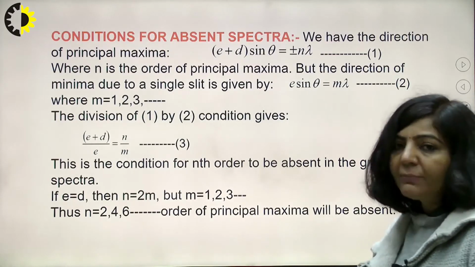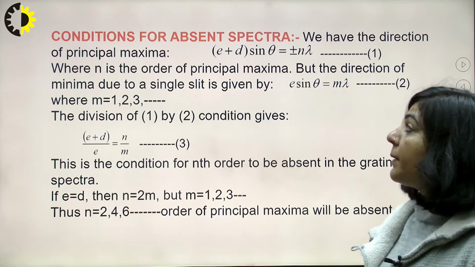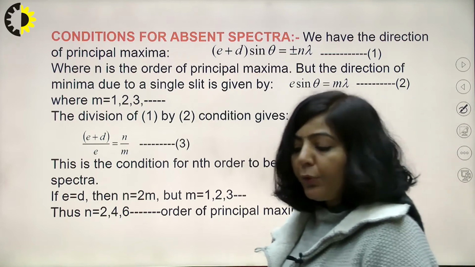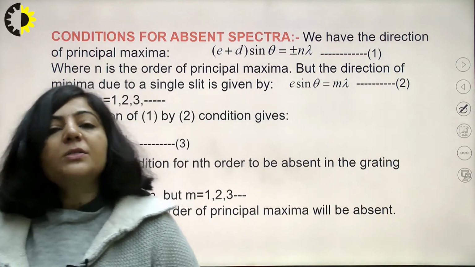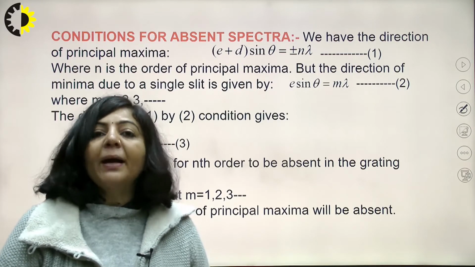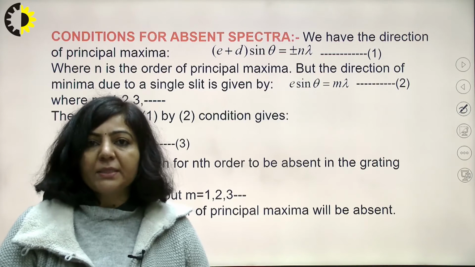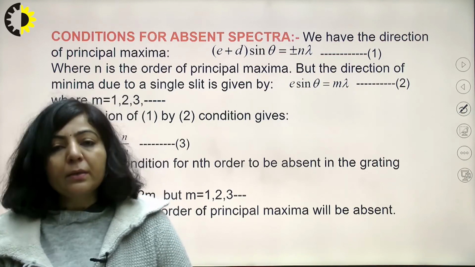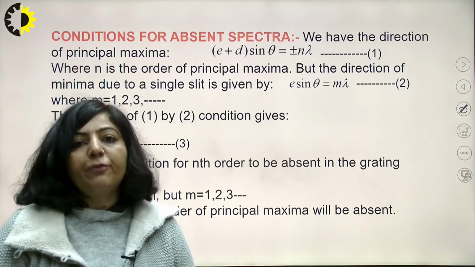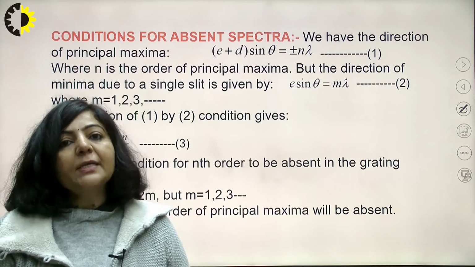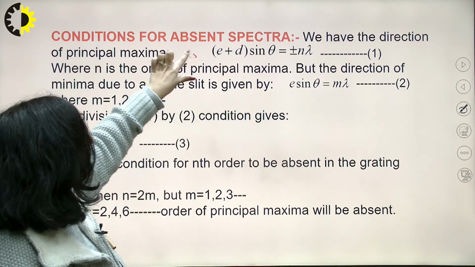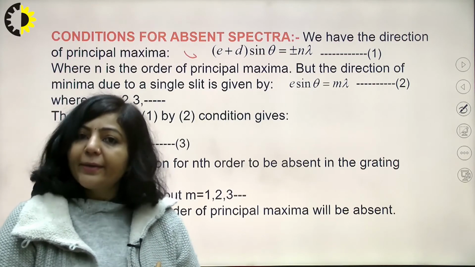The first one I am taking here is the condition for missing spectra, or you can say absent spectra. As we have discussed the diffraction pattern in the case of a plane transmission grating, we have derived different conditions for maxima, minima and secondary maxima. And we know there is a famous equation for principal maxima in a plane transmission grating or diffraction grating, and that equation is known as our grating equation. You can see equation number 1 mentioned over here. This particular equation is known as our grating equation.